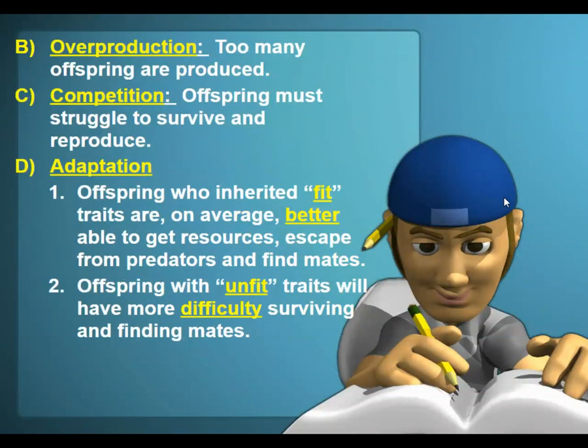Then we have to have overproduction in species. Too many offspring are going to be produced because that way the ones with the better variations are going to be more likely to survive. And that's where competition comes in. The offspring have to struggle to survive and reproduce. And we have adaptations. The offspring who inherited the fit traits are, on average, better able to get resources, escape from predators, and find mates. And then the offspring with the unfit traits will have more difficulty surviving and finding mates.